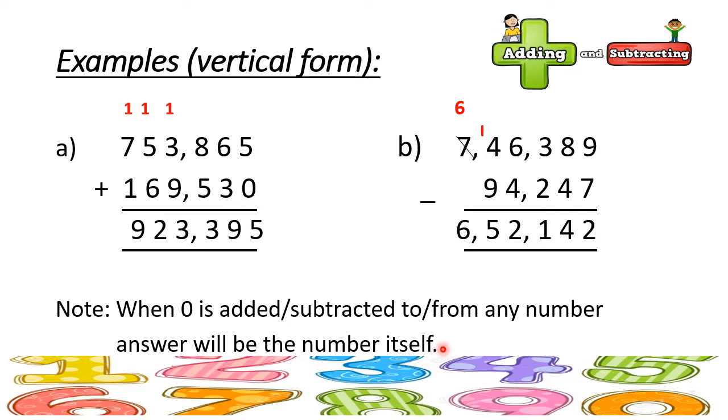For example, if you add 0 to 5, 5 plus 0, the answer will be the same, that is 5. Similarly, if you subtract 0 from 5, the answer will be the same, that is 5. This will be clearer to you when you see more examples in this video.